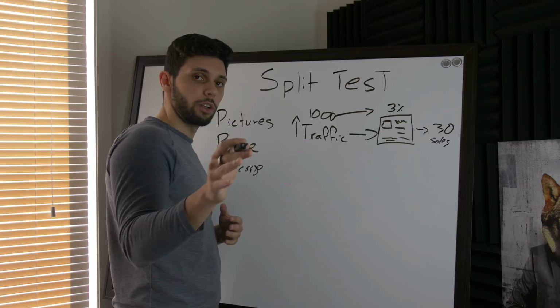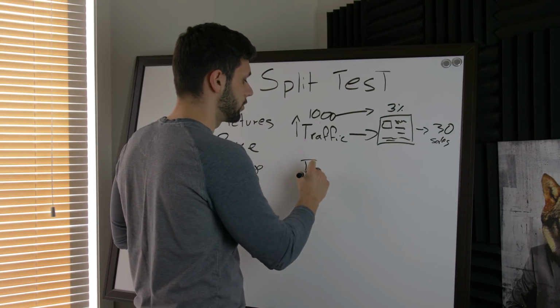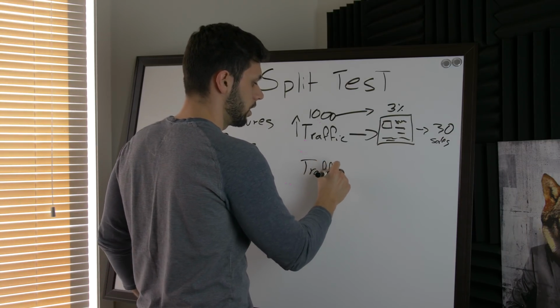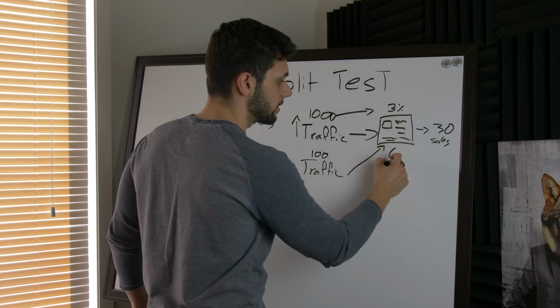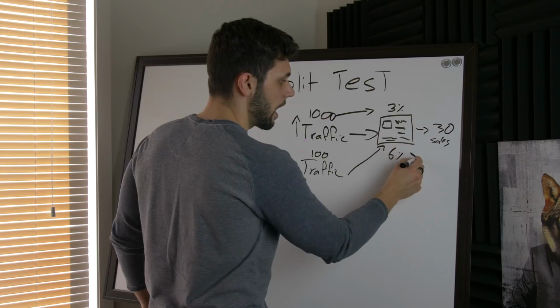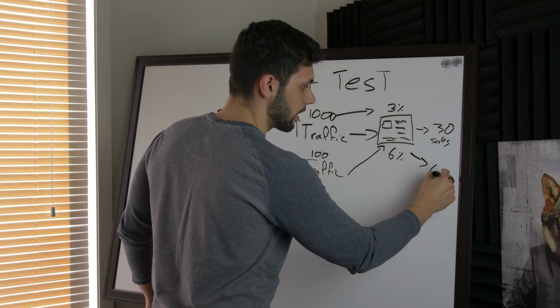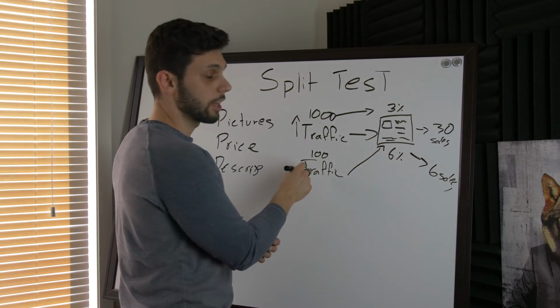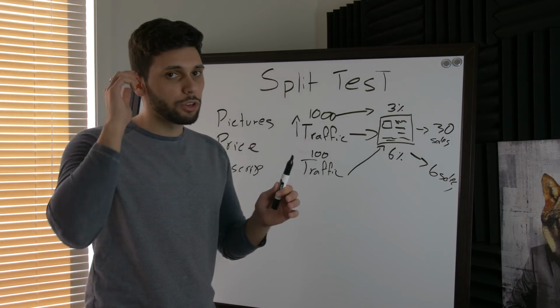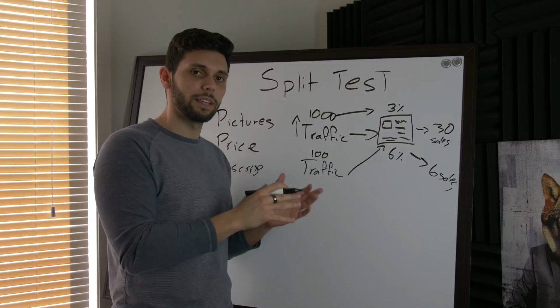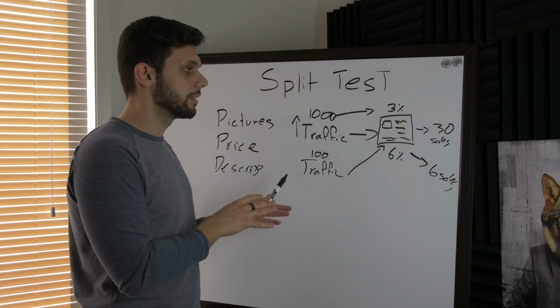But let's assume, let's do a different thing, right? If you don't have to increase traffic, you can put the same 100 people through your listing at a 6% conversion, and then you'll get 6 sales from those 100 and 60 sales from those 1,000. So in this video right here, I want to show you guys a few ways to actually split test your listings and how important it is to do this.